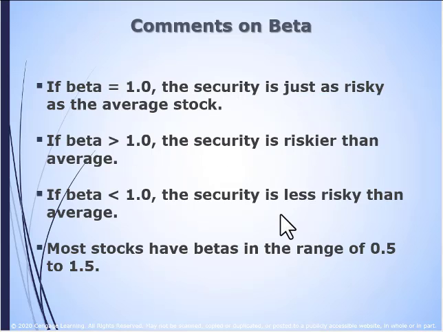So to review what we've just talked about: if the beta equals 1, we say it is just as risky as the average stock, or it has the same risk as the stock market. If beta is greater than 1, it's riskier than average. Less than 1 means it's less risky than average. Most stocks have betas between 0.5 and 1.5. Now, there are some extremely low betas and extremely high betas.